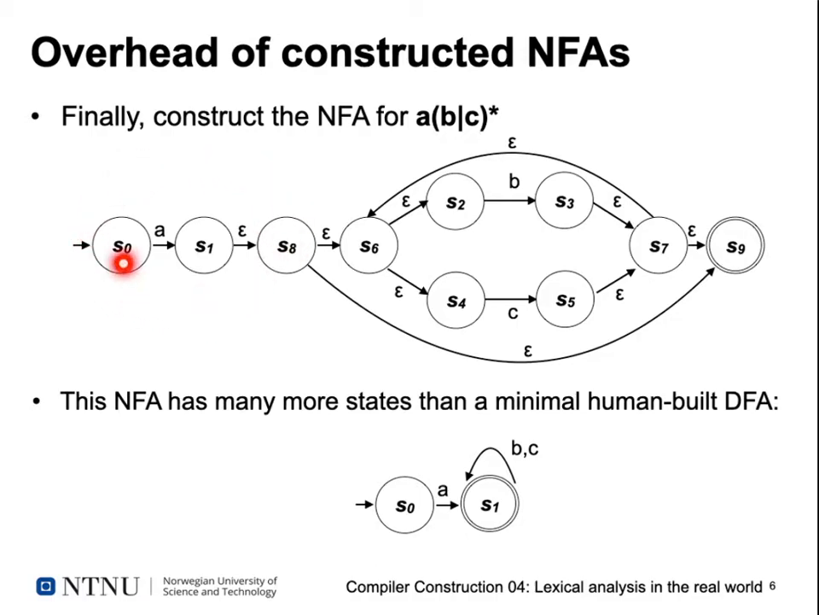So we start now with an initial state S0, recognize an A, and in this state here, we can then go using an epsilon transition to the start state of the partial graph from our previous slide, and this one, as we've seen, detects (B or C) star.